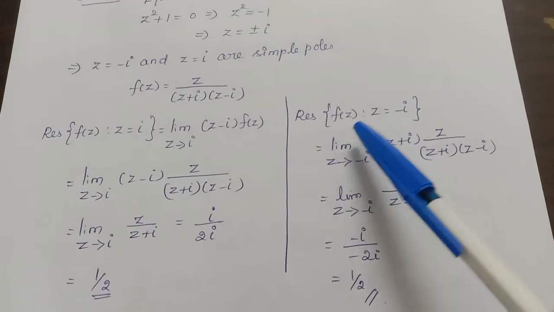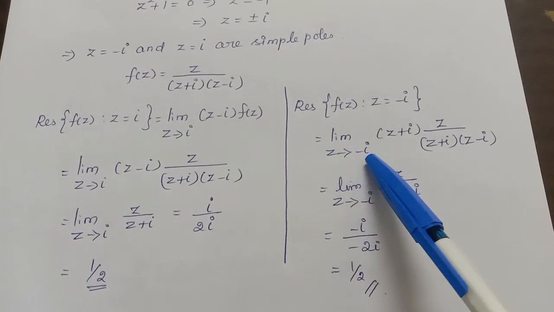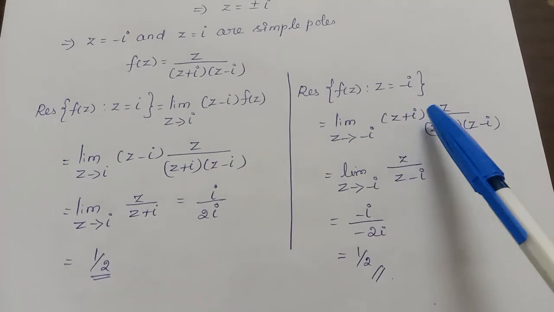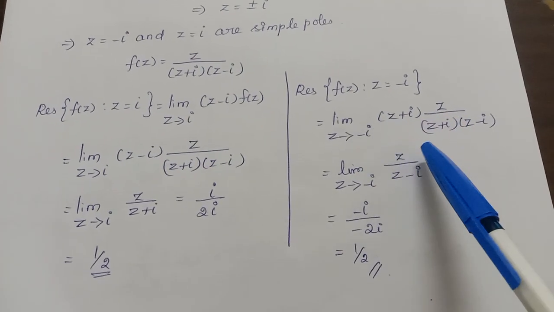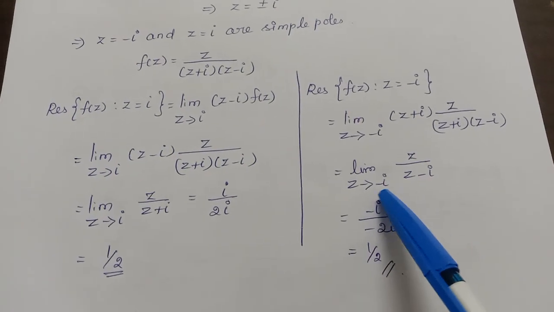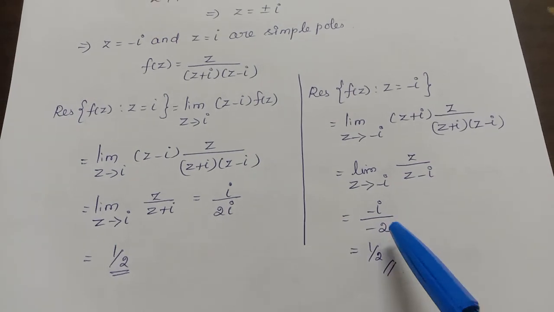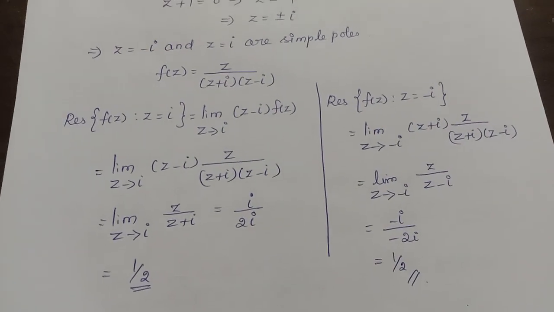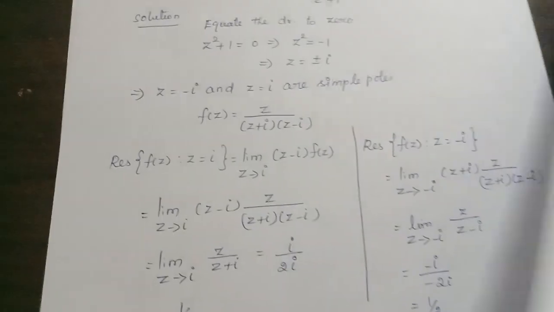Similarly for minus i, the residue is limit z tends to minus i, z plus i into z by z plus i into z minus i. The z plus i terms get cancelled. Simply I have z by z minus i. Now you put z equal to minus i. So minus i by minus 2i equals what? 1 by 2. So the residues are 1 by 2 and 1 by 2.